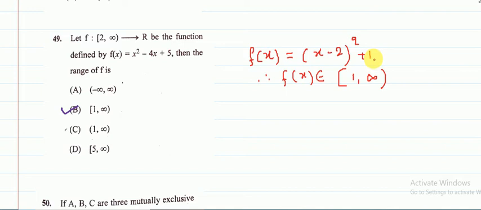plus 1. So this function's input is from 2 comma infinity. Therefore, you can give input as 2. If 2 is the input, output will be 1. And next, if you increase the values, or even decrease, because it is (x minus 2) whole square, that value goes on increasing. Therefore the minimum value is 1, because x minus 2 may be 0, but plus 1 is there. So we don't have a maximum value for this function, therefore the range will be the closed interval [1, infinity).